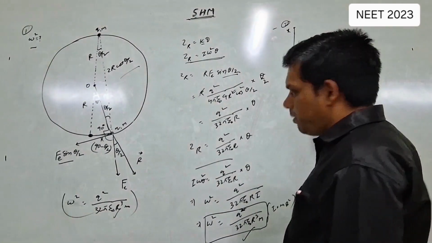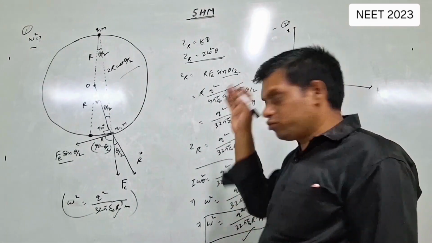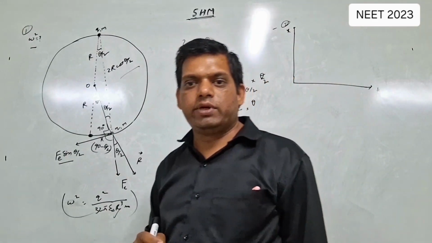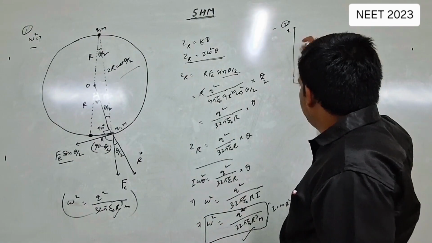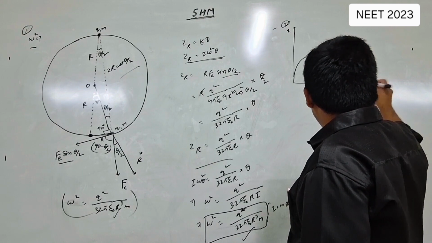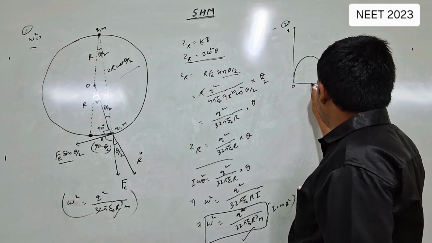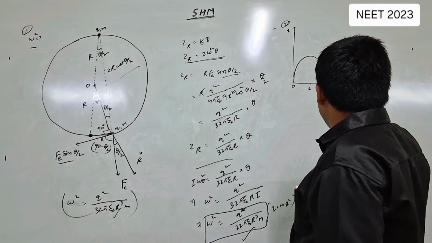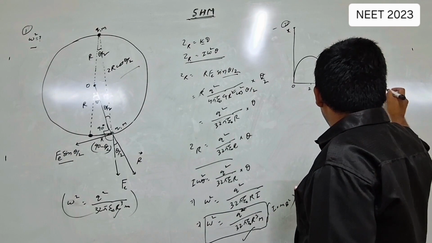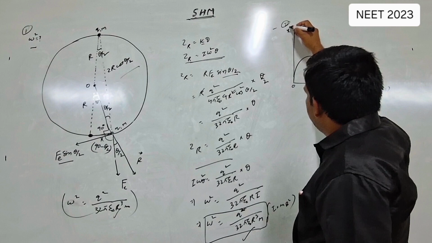Along the x-axis we have taken the time, and along the y-axis we have taken the displacement of the body. The graph is given like this. This is 0, this is 2, this is 4, this is 6, and this is 8. Time is in seconds and displacement is in meters.